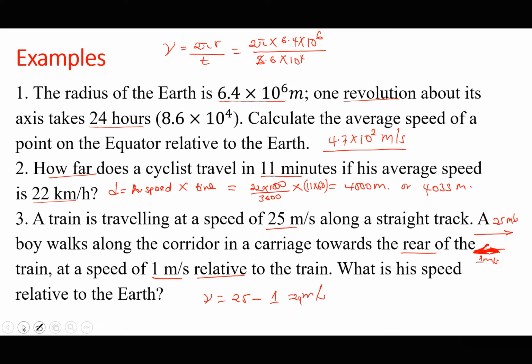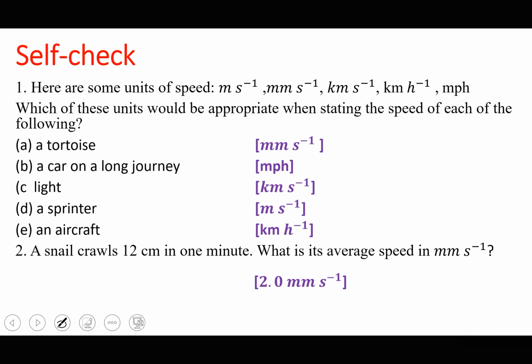Okay, so I have a self-check for us. Here are some units of speed: meters per second, millimeters per second, kilometers per second, kilometers per hour, and miles per hour. Which of these units would be appropriate when stating the speed of each of the following? Remember, I said the choice of units will depend on the quantity being measured. If the quantity is very small, then a smaller unit is necessary. For example, the speed of a tortoise is very small, so millimeters per second suits them.